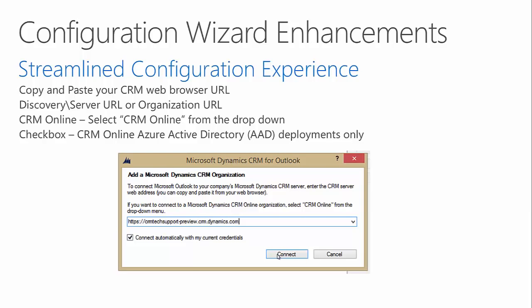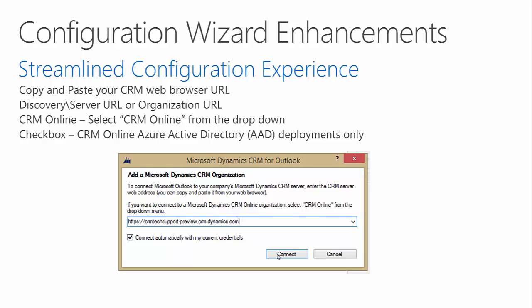So what this means is that in the past you could do your discovery server URL or your server URL that you put in there, and typically you wouldn't want to have your / organization name. Now you can actually have your organization URL. You can copy and paste that right into there. For CRM Online, you just select CRM Online from the drop-down.